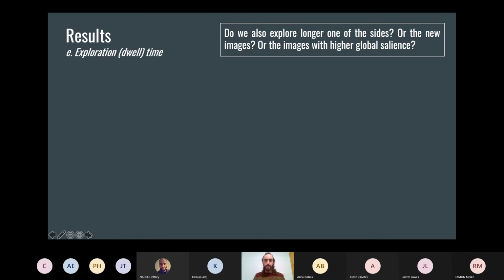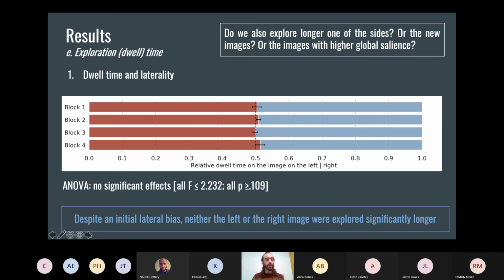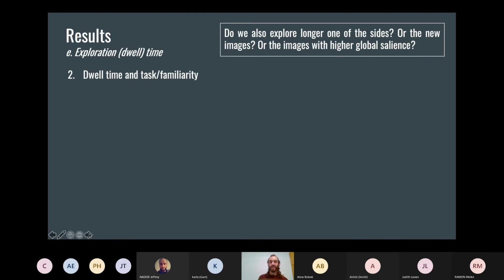And finally, for this part of the presentation, we also computed some measures regarding the dwell time, so the exploration time during the whole trial for each of the images. So how much time the participants spent on the left image, how much time they spent on the right image. And we found that they don't explain the laterality. So this dwell time is not related to the laterality, to the bias towards the left or the right. But in the next slide, we found that, or I don't know if I'm sure of that. Yeah, with task and familiarity, it is also not related.